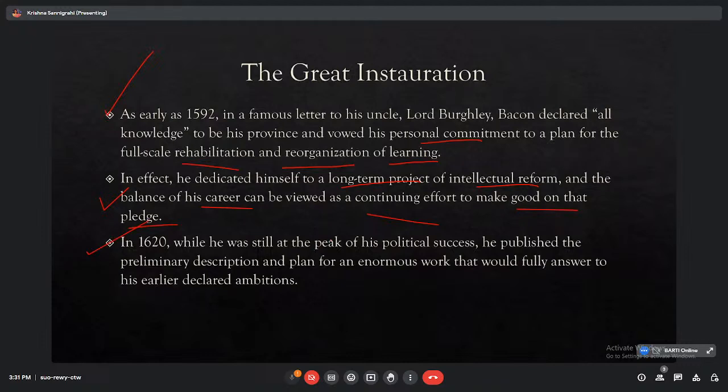Now, in 1620, while he was still at the peak of his political success, he published the preliminary description and plan for an enormous work that would fully answer to his earlier declared ambitions. So, whatever his earlier declared ambitions were, that all knowledge is his province, and the fact that he is going to restructure the idea of knowledge, in 1620 he published the preliminary description and plan for an enormous work that would fully answer to his earlier declared ambitions of being the head of all knowledge.